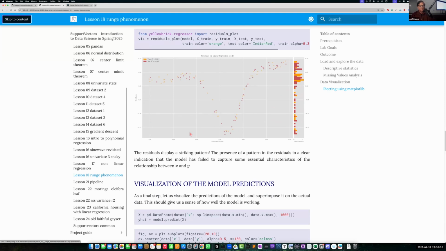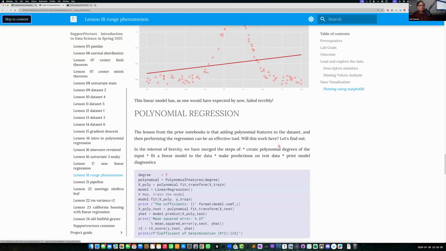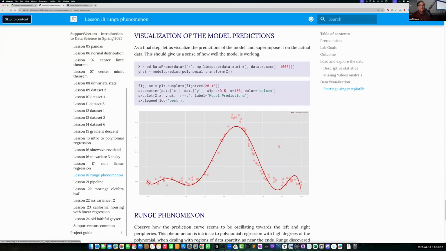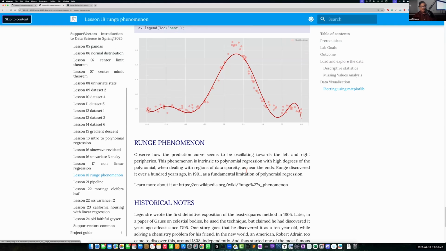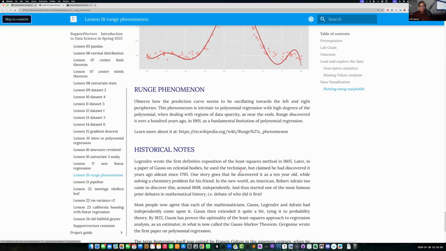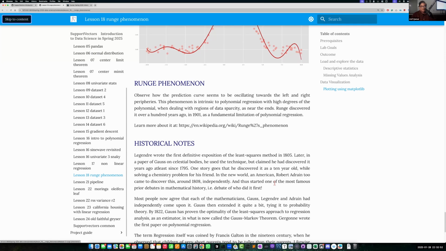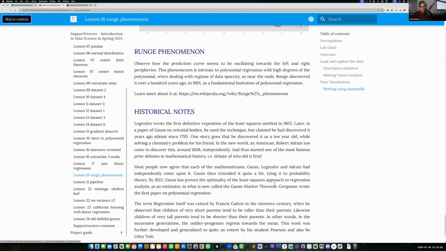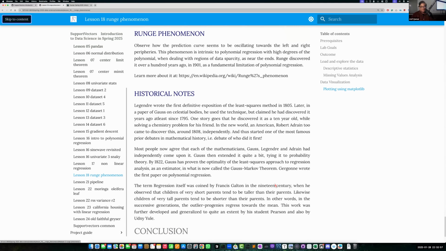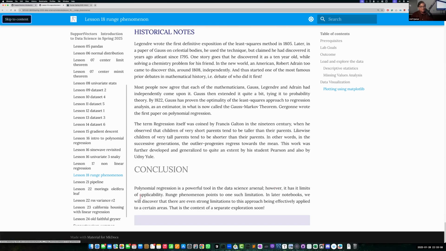It will show a lot of pattern in the residuals. A straight line would be a disaster. If you do polynomial, you notice that the polynomial has a problem. What is the problem? At the tails, at the peripheries, it starts showing oscillations. Right? This is the Runge phenomenon. It was discovered by Runge. I forget the year in which he discovered it. 1901 is when it was discovered by the mathematician Runge. Right? So it's a lesson, and I won't go more into it.